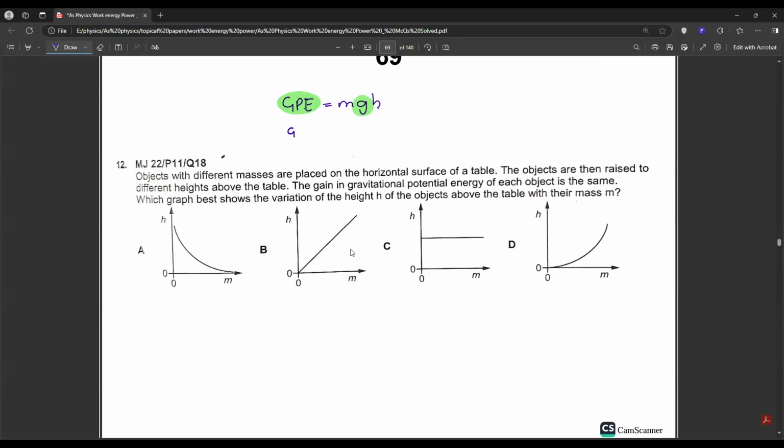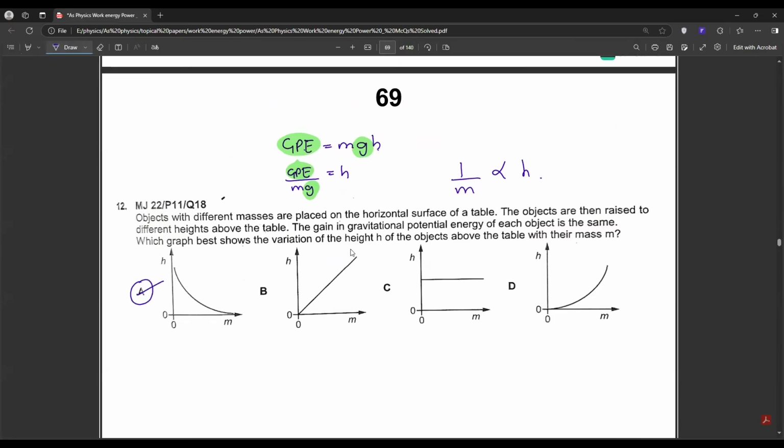Can I write something like this? Gravitational potential energy divided by mg is equal to h. Since both of these things are constant, I can replace it with what? A direct proportionality or an inverse proportionality sign. I will get a relationship like this. 1 over mass is inversely proportional to height, which is the graph of inverse proportionality, A. So A is your answer. Which question is this? 69. Let me check. The answer to 69 is A.